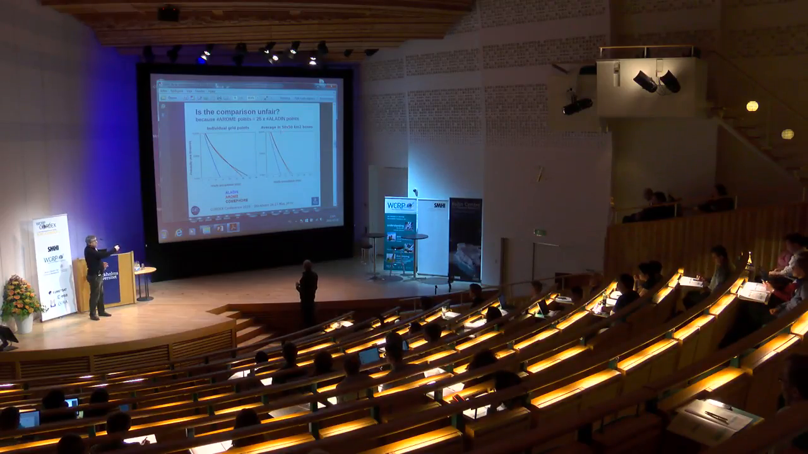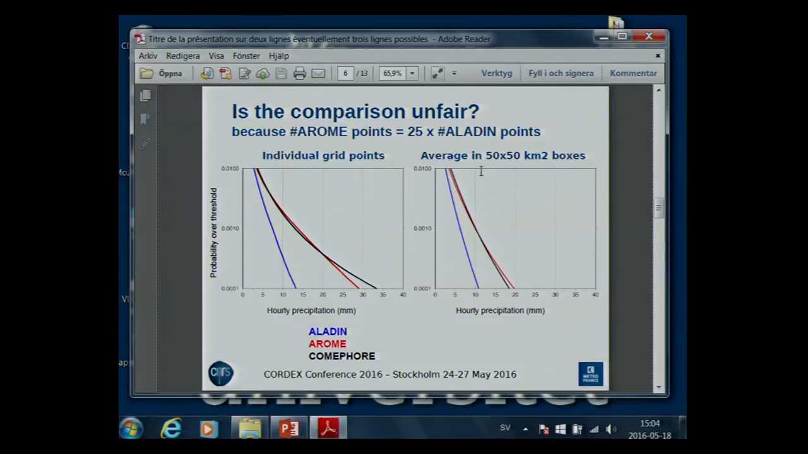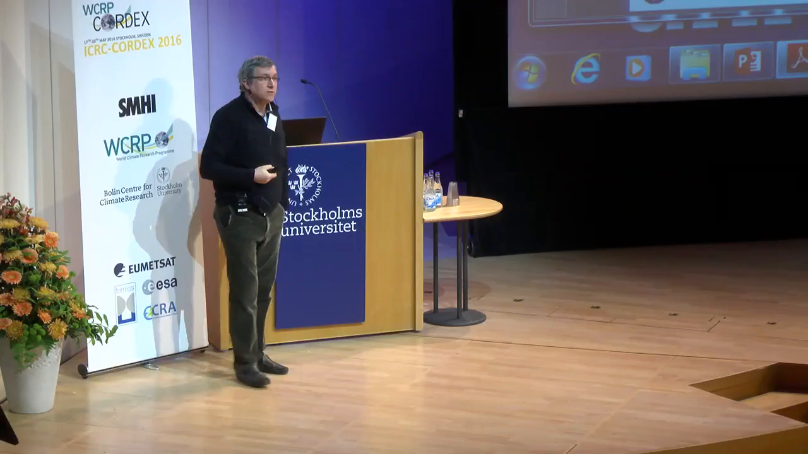Here all models have been aggregated at the same resolution of 50 kilometers. And as you can see, there is a good similar behavior between Arom and observation, whereas the 12-kilometer resolution model does not have enough precipitation.